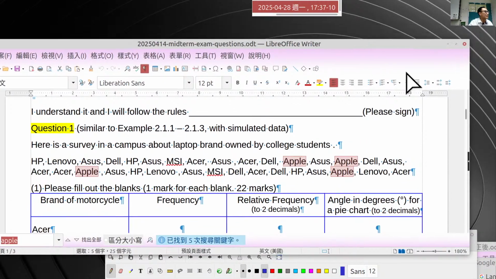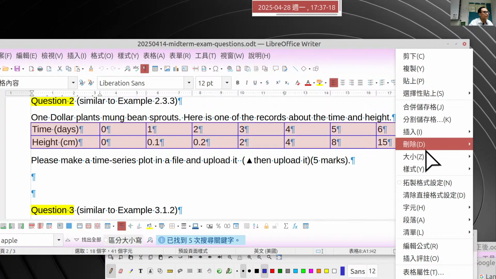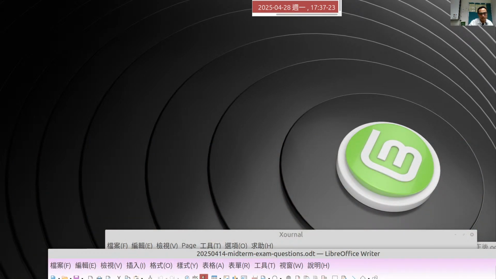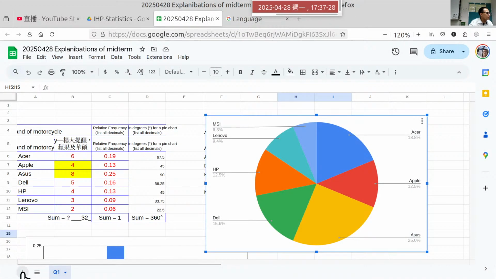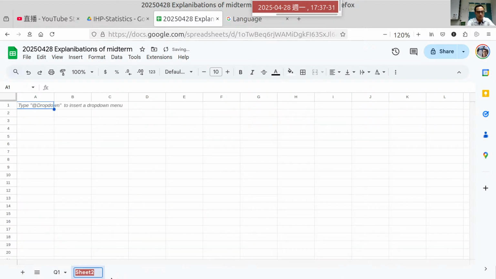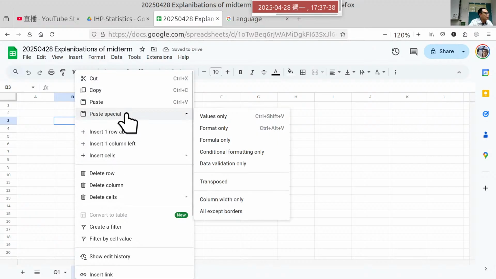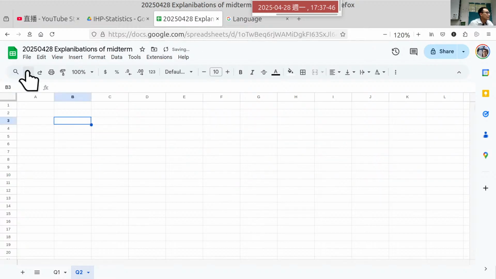For example, I can, this one, copy, and to our, have a new sheet, Q2, okay. Paste special transposed. Oh, come on, not this one.